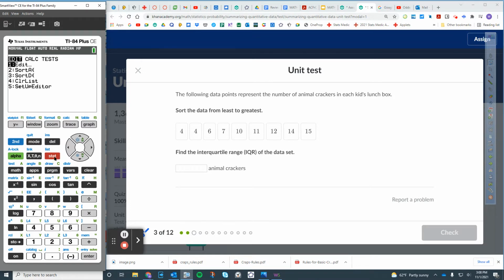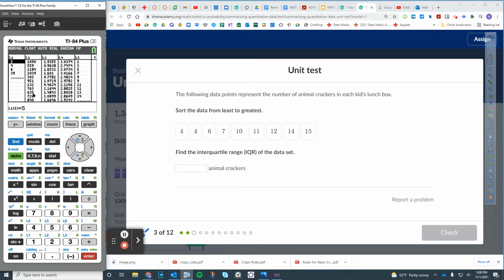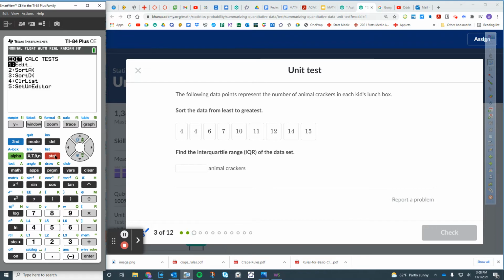Now, another quick way is to put it into a list. Stat, and then let's clear it. So go up, highlight the list, press clear, enter, it's gone. So put in the values 4, 4, 6, 7, 10, 11, and 12, 14, and the last one is 15. Then do 1-var stats. So go to stat, calc, 1-var stats, list 1.